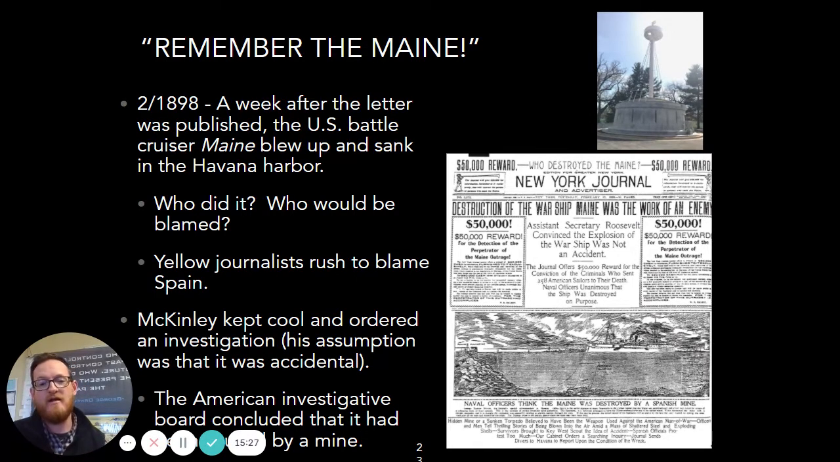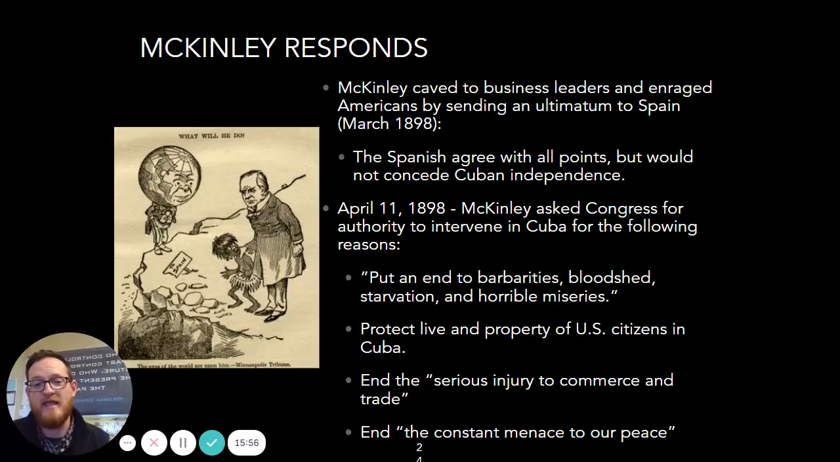Now, there would be an American investigative board during that time, and they would conclude that it had been caused by a mine. Of course, everybody would blame that on Spain. In reality, historians looking at it now know that it actually wasn't a mine that blew it up. They believe that because of the location and the gunpowder on the ship, a hot coal somehow got from the coal rooms into the gunpowder, and that is what actually exploded the ship. Again, they didn't know that at that time. That's the best estimate they had.